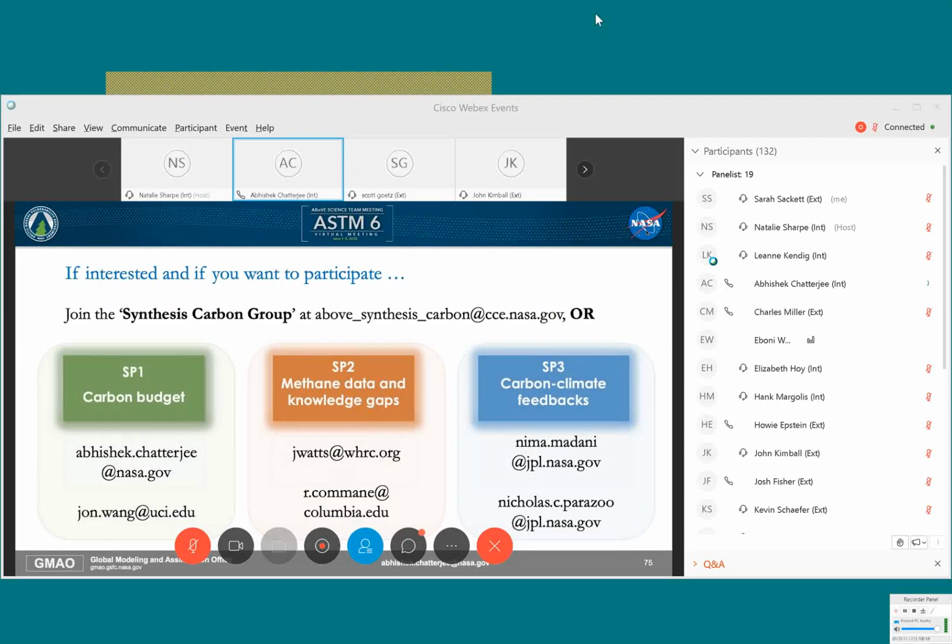So if you're interested and want to participate, how you can join this effort: one is that we have a reflector list, the above synthesis carbon. You can send an email there and ask to join this group. Definitely, we are hoping that a lot of the Project 2 modeling activities, a lot of those team members will be interested in joining. I know several of them mentioned this on the first couple of days, and that was really exciting to see that people are interested.